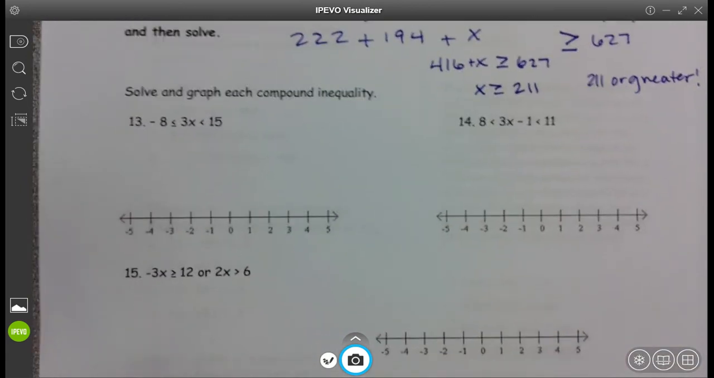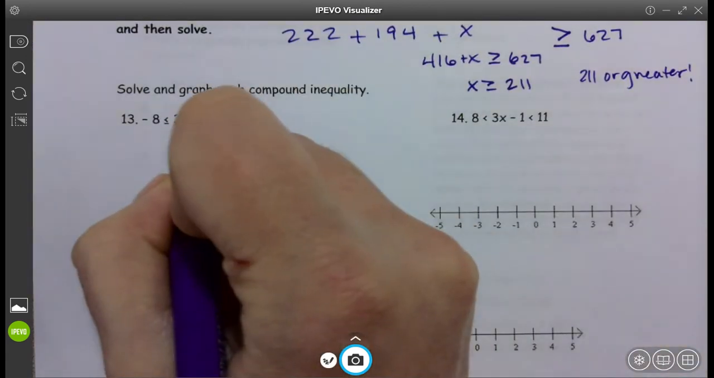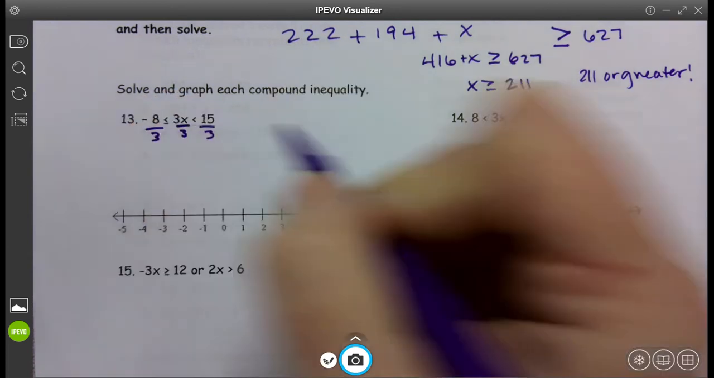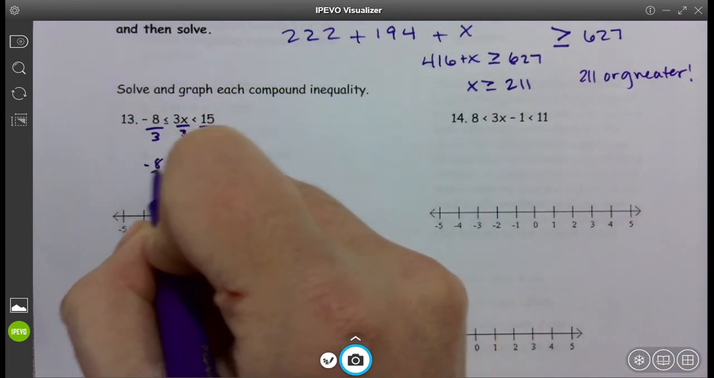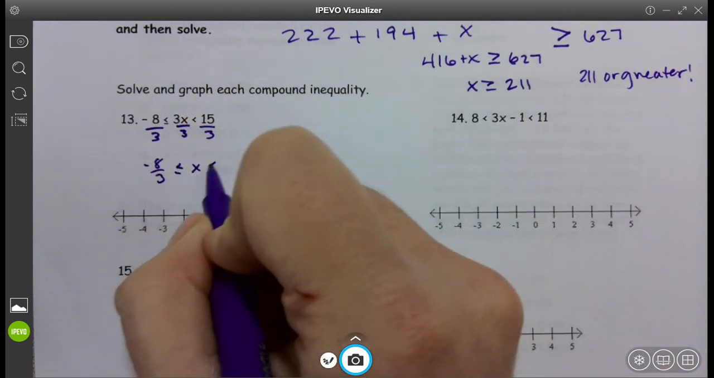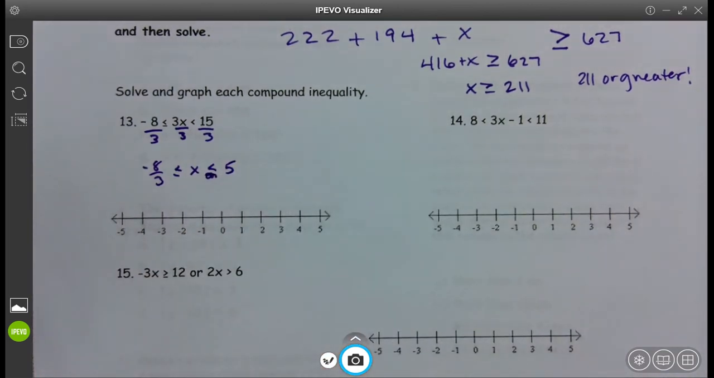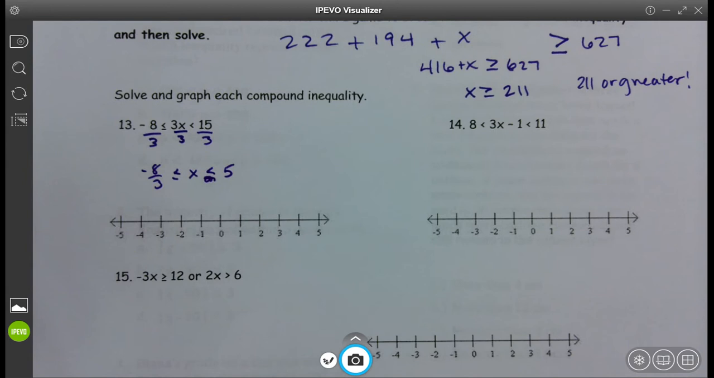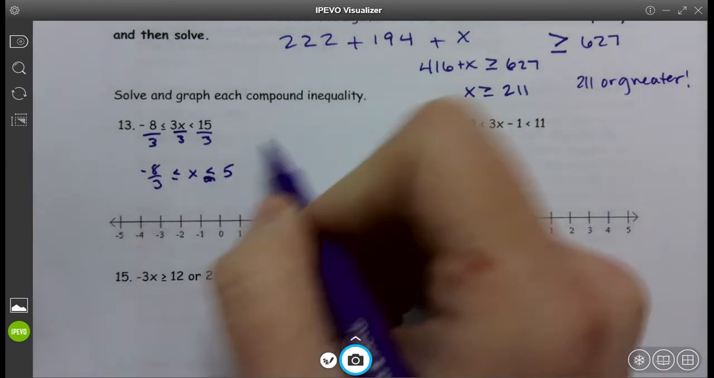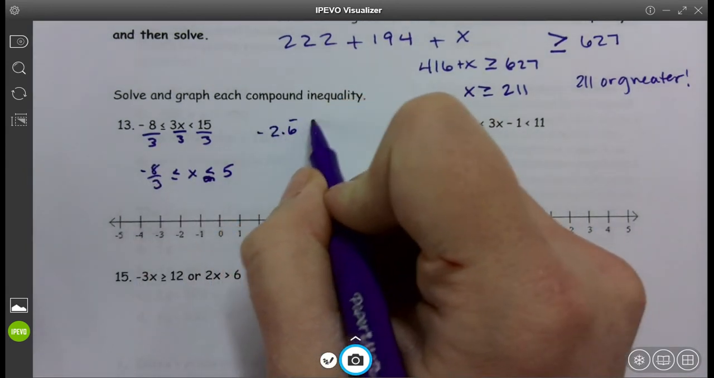Okay. All right, they want you to solve and graph the compound inequalities. You need to get X by itself by dividing. It's not going to be cute over here. 8 over 3 is less than or equal to X, which is less than 5. So 8 over 3 is about negative 2.6 repeating.